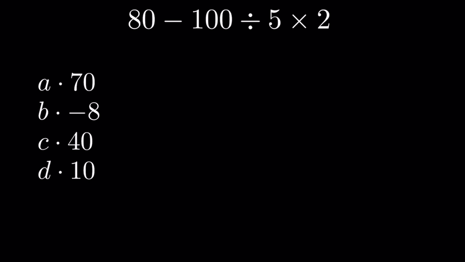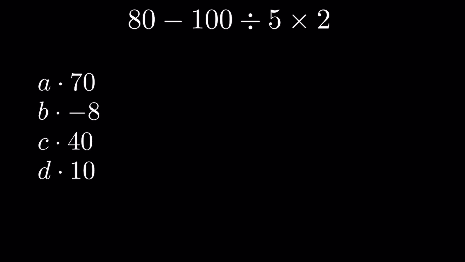80 minus 100 divided by 5 times 2. How do you solve this? Options are A 70, B minus 8, C 40, D 10. What is the correct answer? Pause the video and let me know your answer in the comment section.